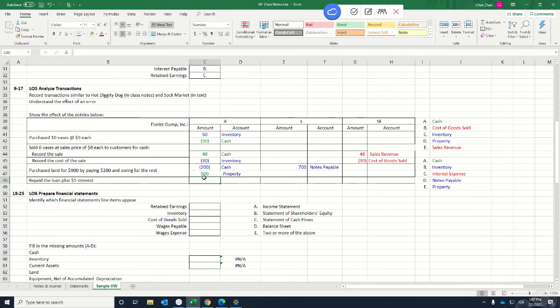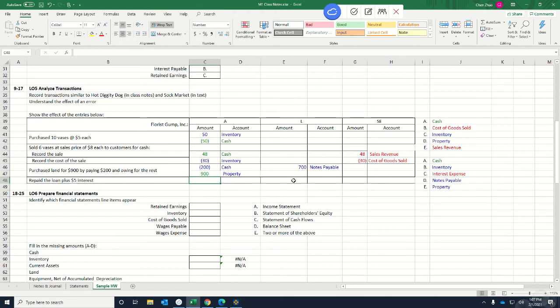The last one, repaid the loan plus $5 interest. Let me see what that means. Oh, okay. So you repay the loan at one time, you paid it back, but you paid $5 interest as well. Okay. So let's look at that impact.